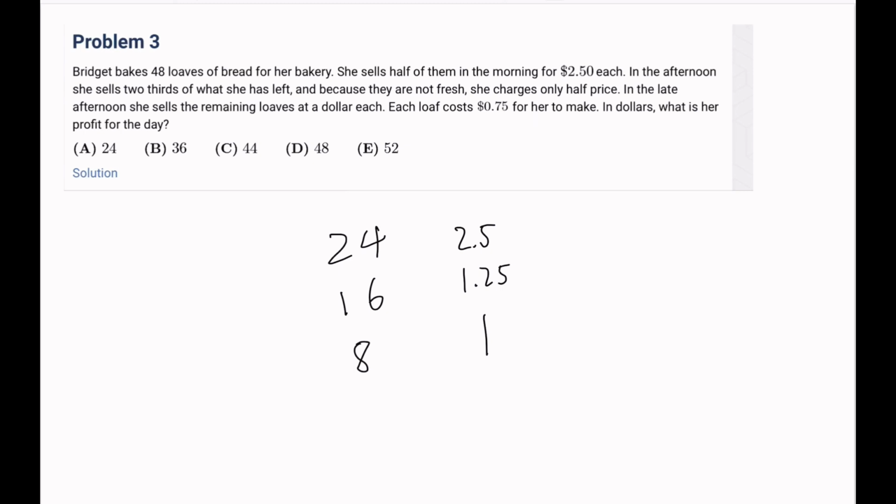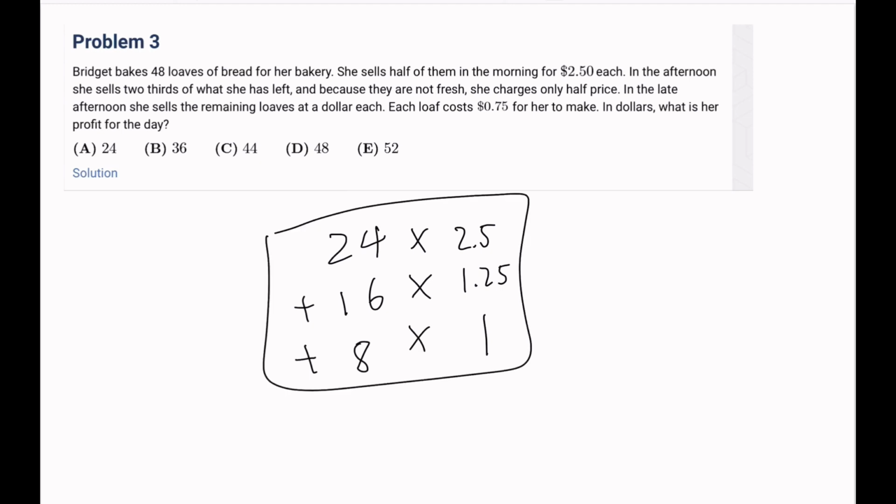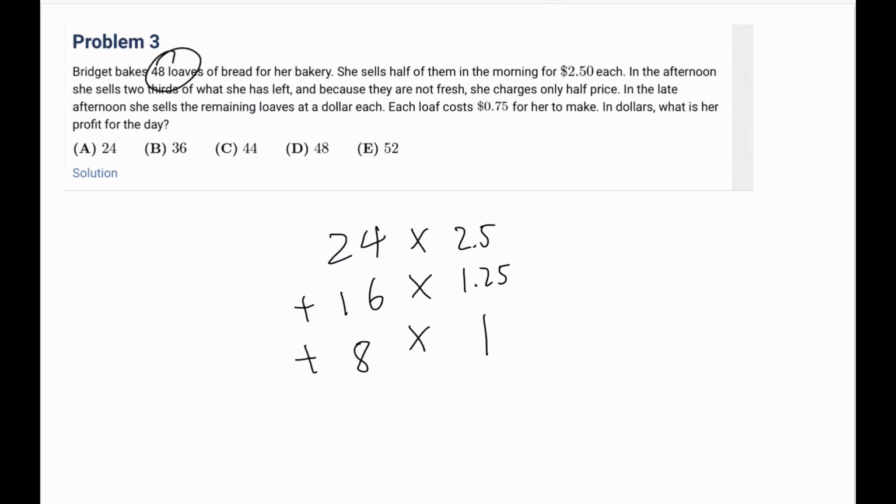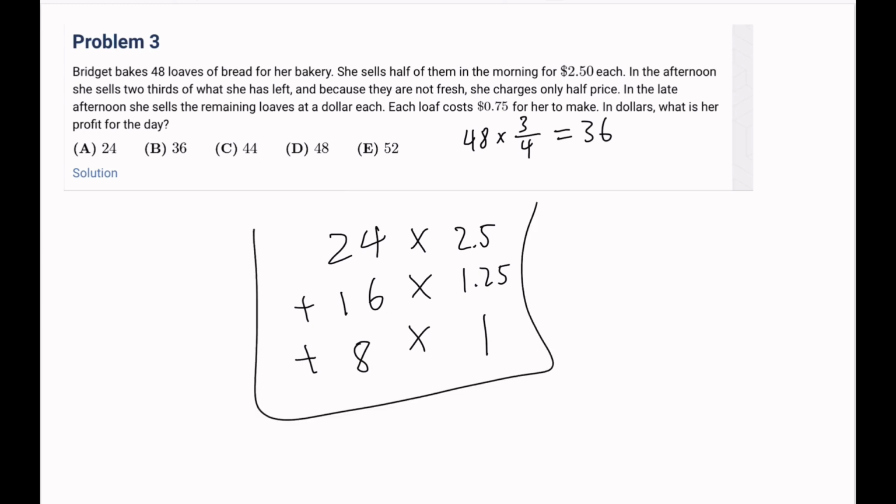So 24 times 2.5 plus 16 times 1.25 plus 8 times 1. This is her net money that she raked in. And 48 loaves costs 0.75, so 48 times 0.75, this is the total cost, right? But then 0.75, as we know, is the same as 3 over 4, and that makes it very easy, because 48 times 1 over 4 is 12, so this is $36. And so we need to get this and then subtract $36 from it, and there we will have our answer.